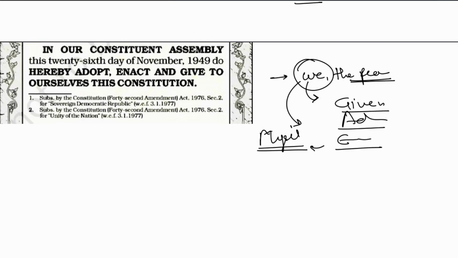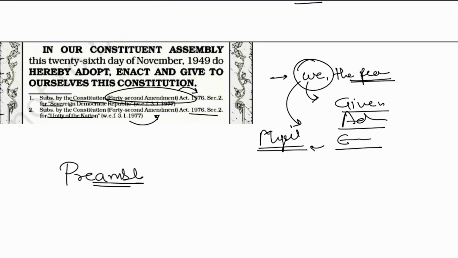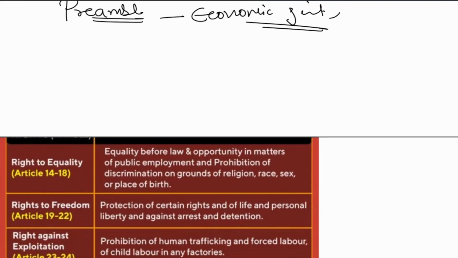One more thing we can say that the word socialist was added by the Constitution 42nd Amendment Act of 1976. And one more thing we see that unity of the nation is added also in the 42nd Amendment Act of 1976. So this is the preamble. So what is getting wrong with the preamble in this situation? The economic justice. So rest of all is connected with the preamble only, and we will see.